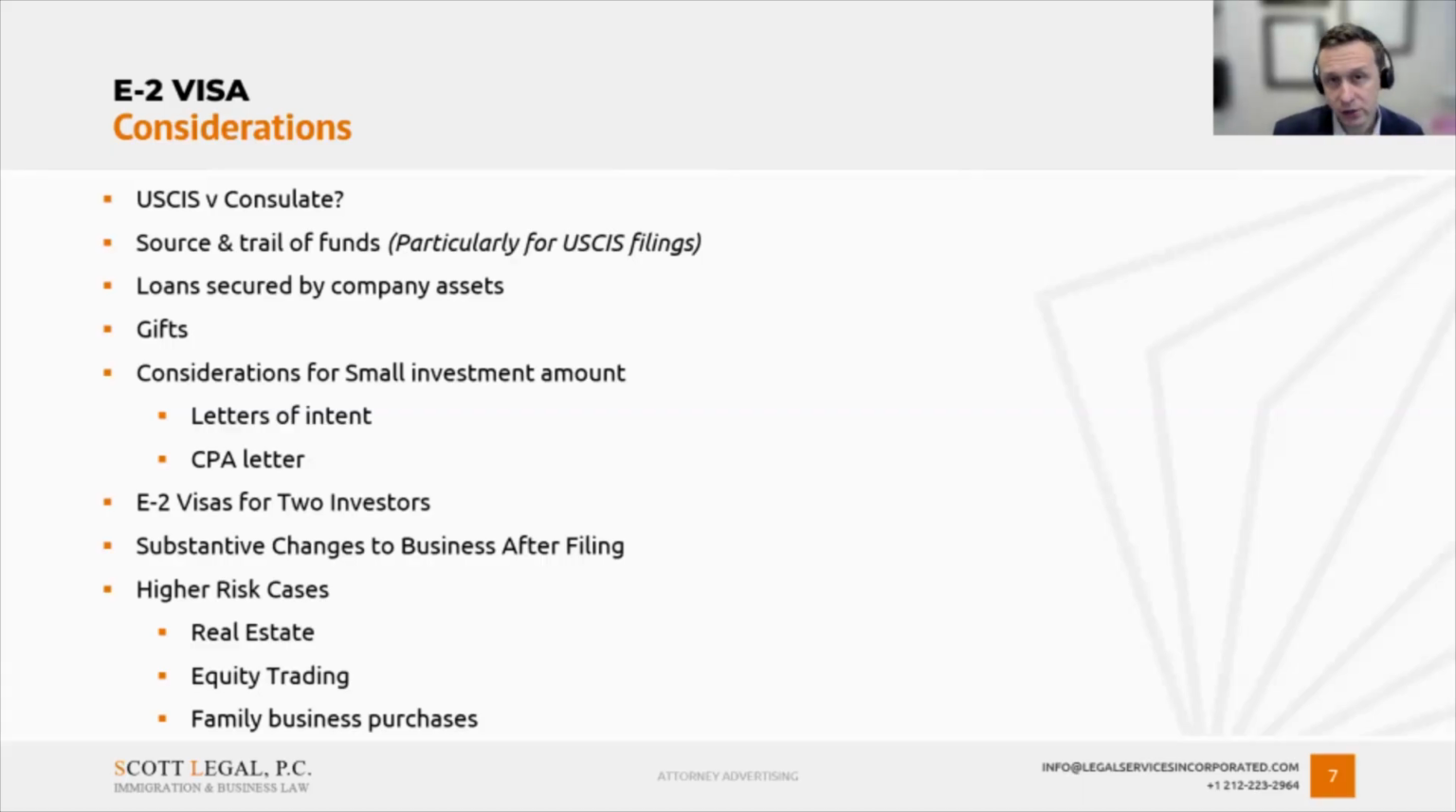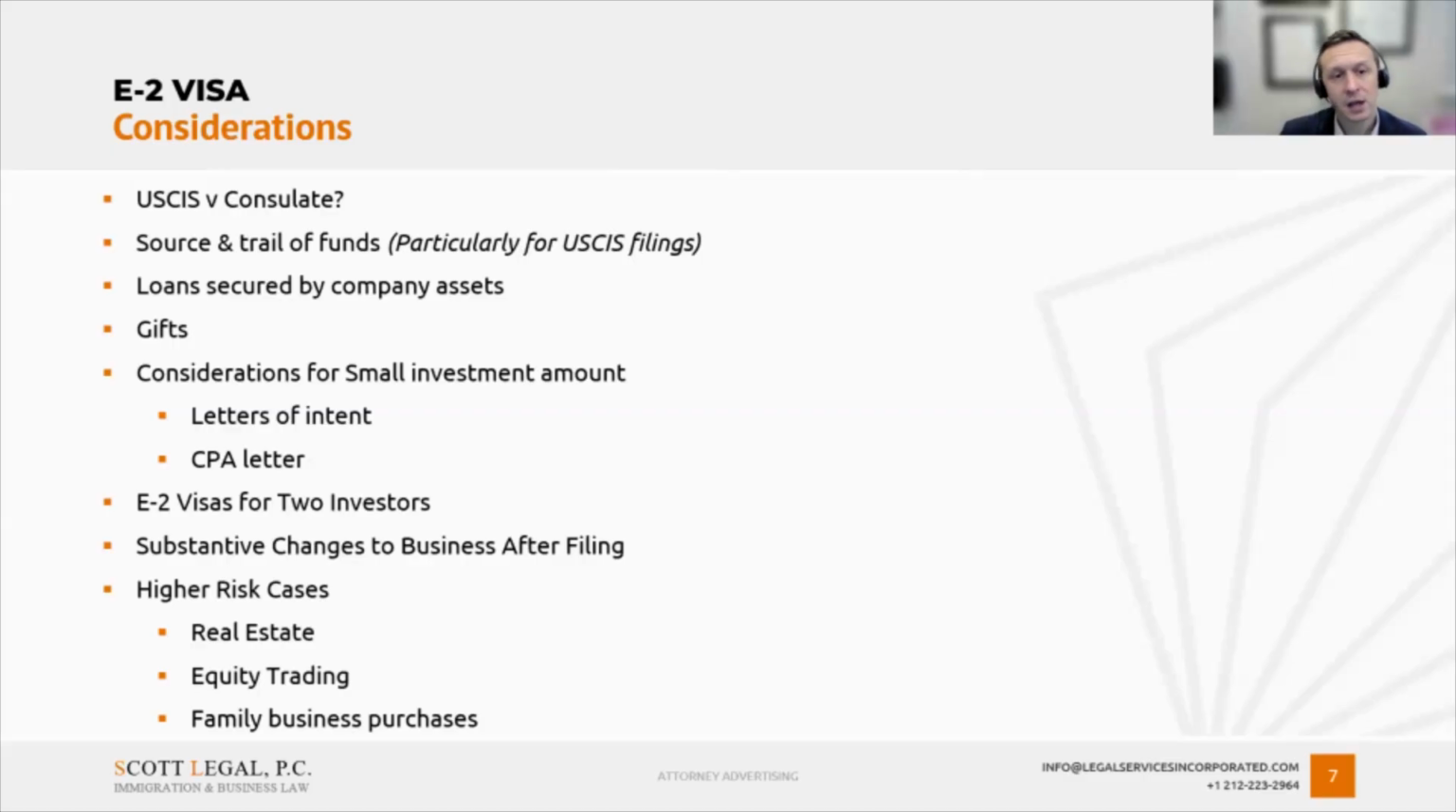When you have two investors, the company has two nationalities. So let's say that Canadian has a co-owner who is German, has a German passport, has an E-2 visa as a national of Germany. The company would be Canadian and German and could hire E-2 employees from either Canada or Germany.